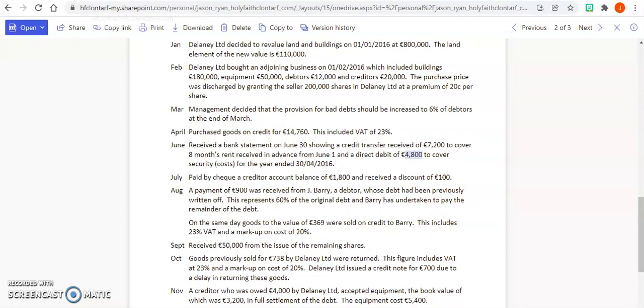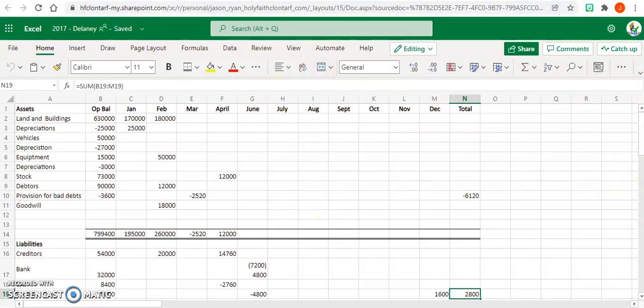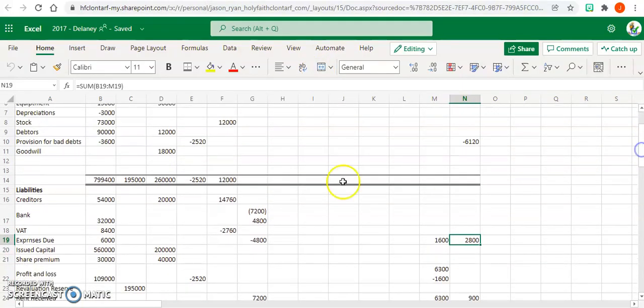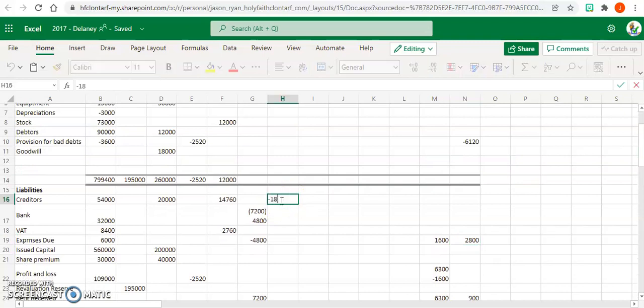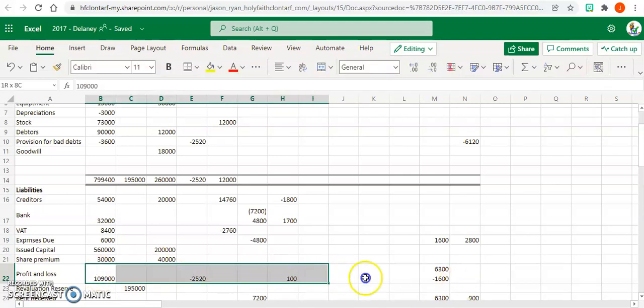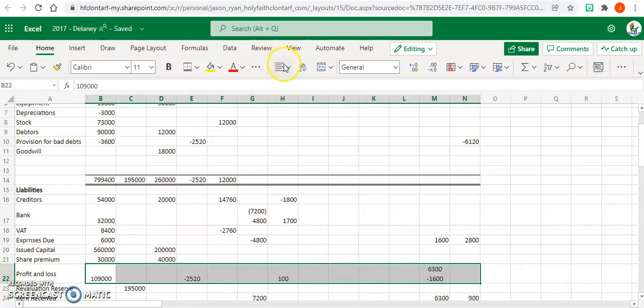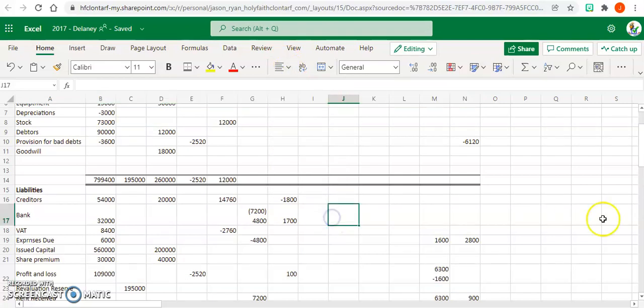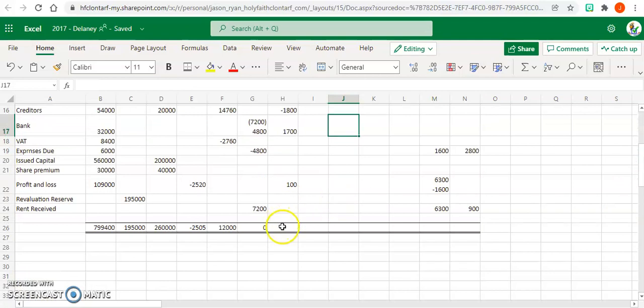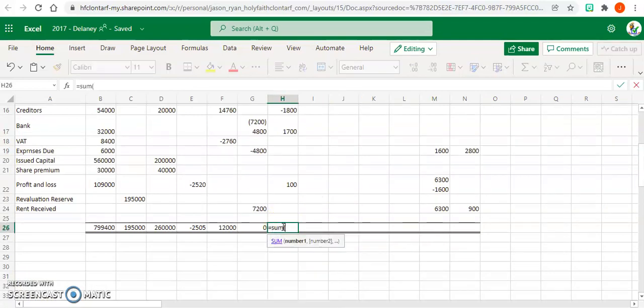So in our tabular statements for July, we're going to go down to our creditors. So creditors are going to go down by 1,800. Our bank overdraft is going to go up by 1,700. And then our profit and loss account is going to increase by 100 because it's extra money. That'll be your discount received, where we add to our operating income. So that means then that the balance here is going to be 0.